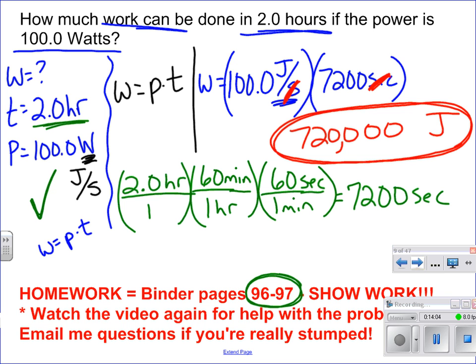Again, always list your knowns and unknowns. Write your formula, plug in numbers and units, get your right answer, round it to the right sig figs, and get your right final units. This was 2 sig figs because this was 2 sig figs and this was 4 sig figs. So you round it to the fewest amount of sig figs. Be aware of that. Be real careful.